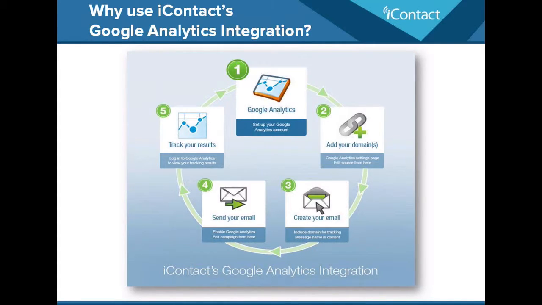You can customize source, campaign, and content parameters, enable or disable Google Analytics tracking for each message you send, and track results for an unlimited number of domains. Once you enable Google Analytics with iContact, your tracking data will appear in your Google Analytics account.